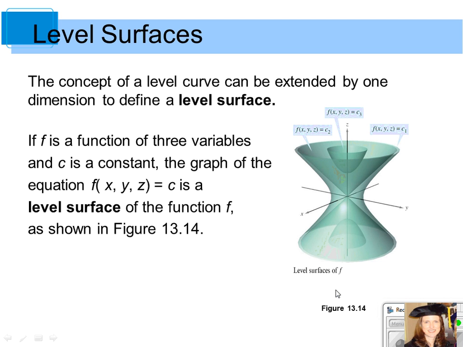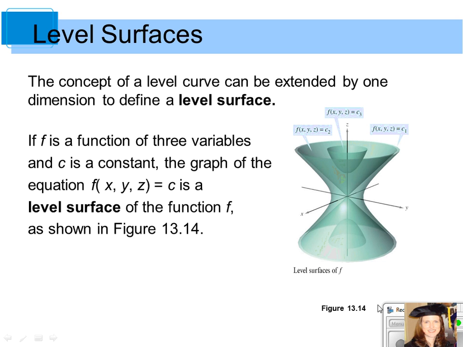In the previous examples, we sketched level curves which corresponded to surfaces in space. That's when you have a function of 2 variables, you get a 3D graph. However, when you have a function of 3 variables, it's a 4-dimensional concept. So instead of graphing level curves, you graph level surfaces. If f is a function of 3 variables and c is constant, the graph of the equation is a level surface of the figure shown here.